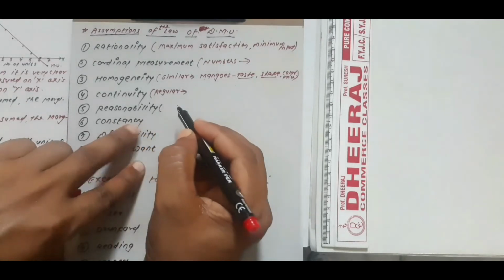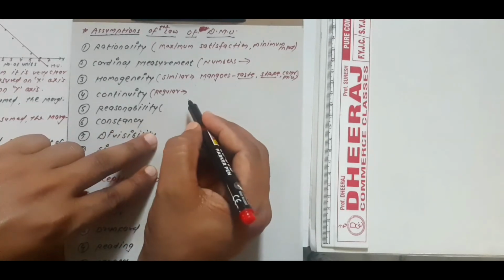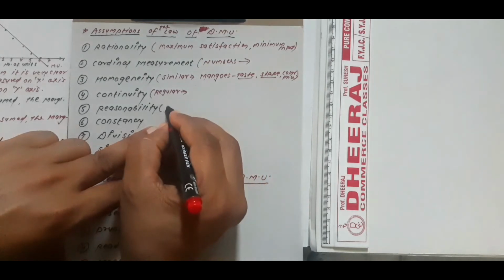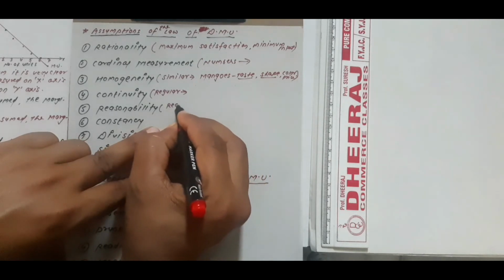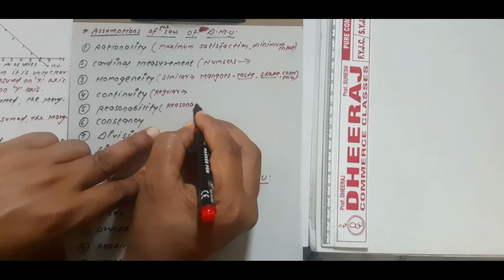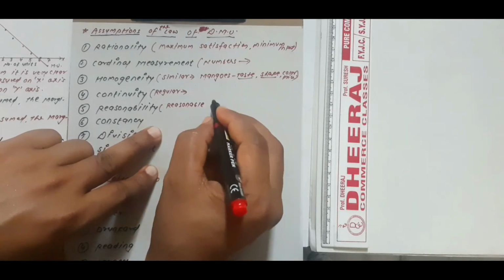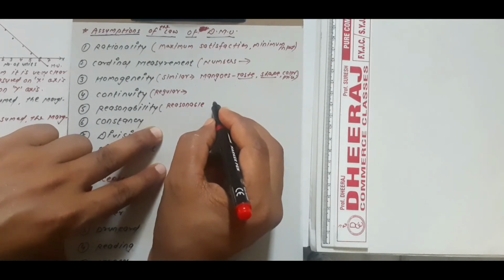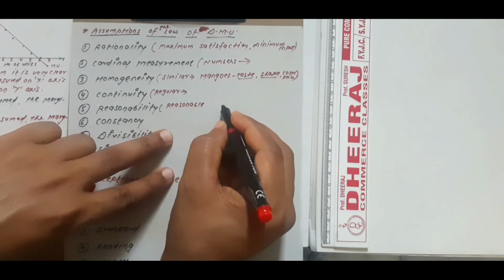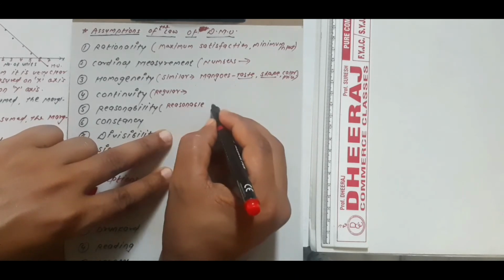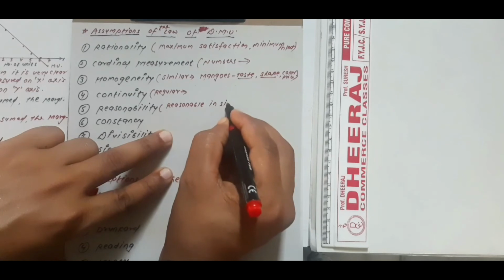Next is reasonability. Reasonability means the thing you are eating or consuming must be reasonable in size. Reasonable in size means a mango of 100 grams or 250 grams, and not 1 kg of one mango or 2 kg of one mango. So it is reasonable in size.